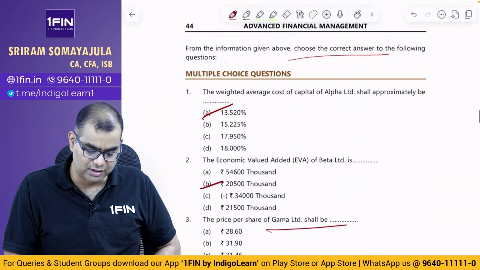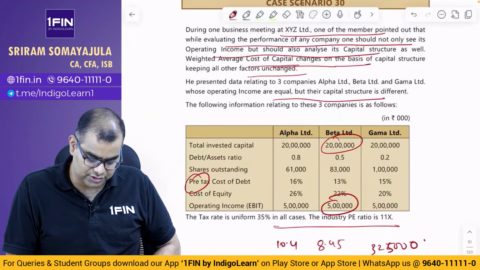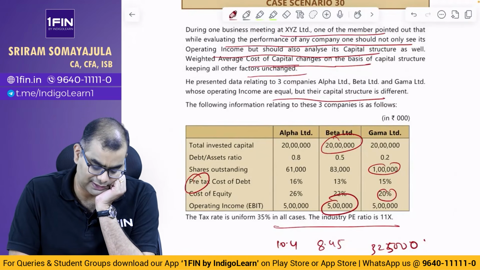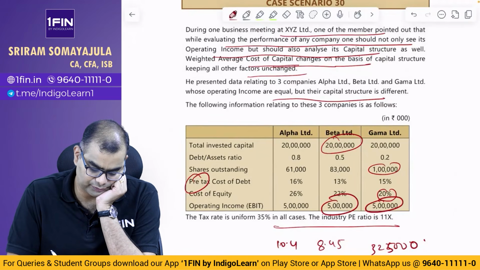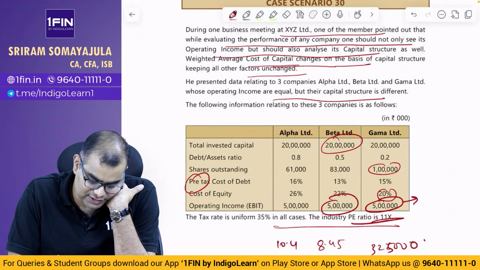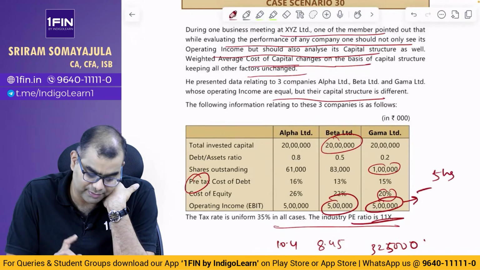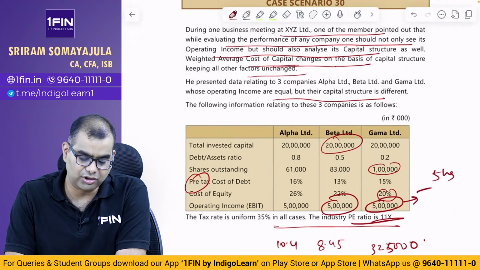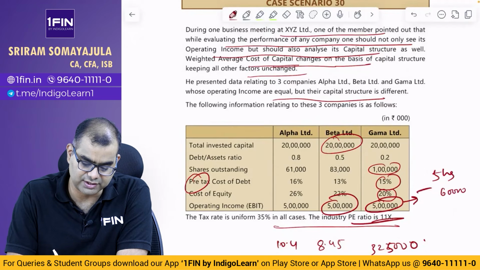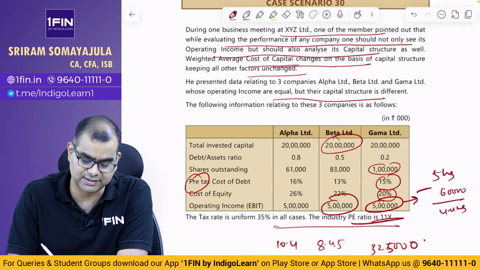Price of share of Gamma. What is the price of share of Gamma? See, you have cost of equity, debt, shares. How will you find out the price per share? Let us look at PAT. They gave PE as 11. EBIT is 5 lakhs. Minus, you have to subtract the interest. Interest is how much? On 20 lakhs, 20% is debt, that is 4 lakhs. On 4 lakhs, you charge 15%, which is 60,000. So minus 60,000 for debt, you get 4.4 lakhs as EBT.